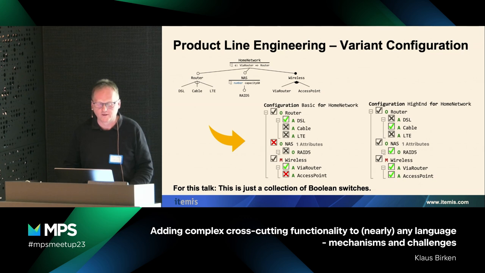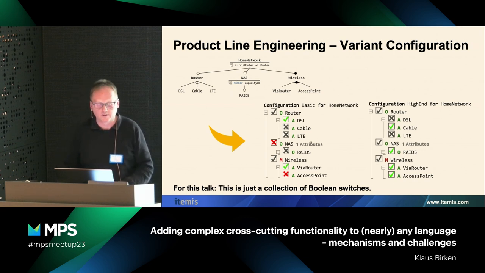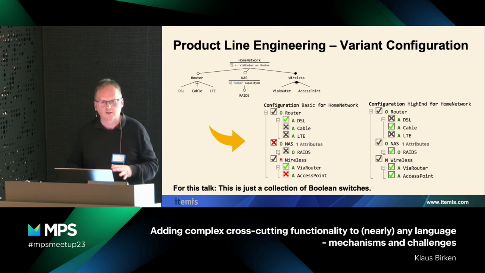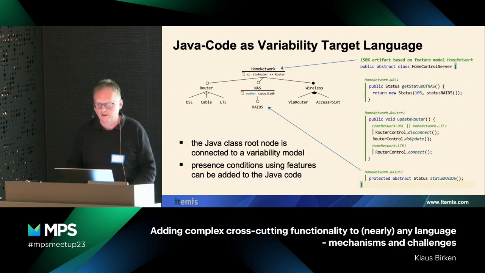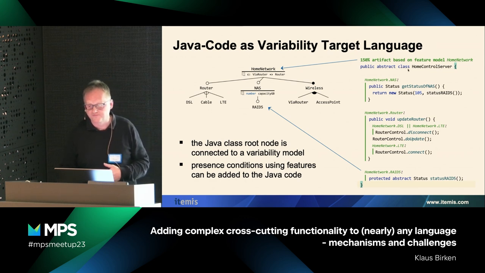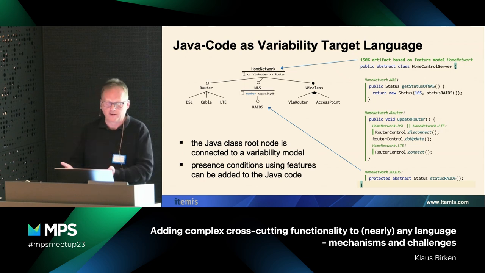First of all, let's look at this blue-yellow layer again. So this is how our framework does this. It's a DSL for creating such feature diagrams, and also another DSL for building these configurations. This is only the input. For now, for the scope of this talk, it's just a collection of Boolean switches. This is all what we need. And now what we want to do is, so on the right-hand side, you can see there is a base language class, and we want to apply our framework to base language, for example.